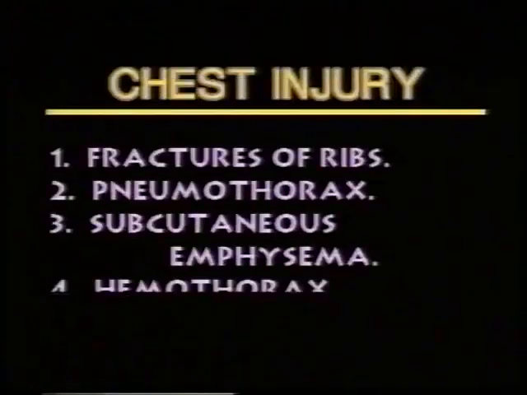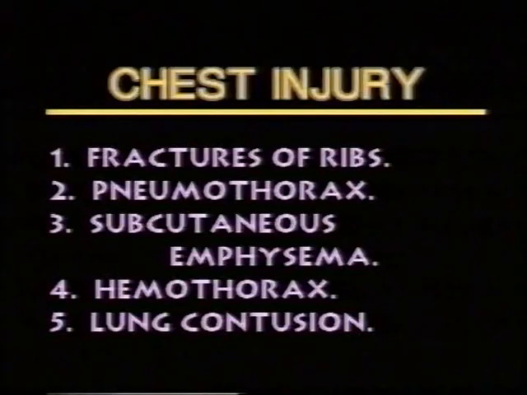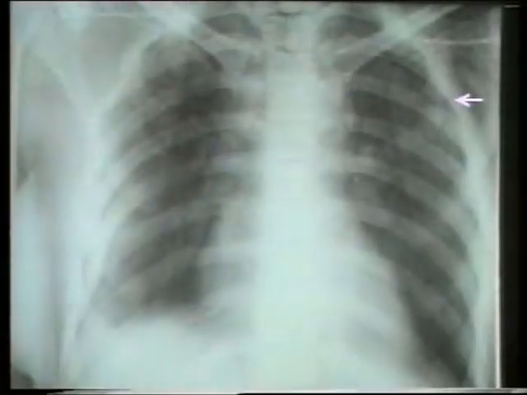X-ray of the chest is a very important diagnostic tool in presence of chest injury. The various pathologies that may be seen on chest X-ray are fractures of the ribs, associated pneumothorax, subcutaneous emphysema, hemothorax, and lung contusion. This X-ray shows multiple fractures of ribs on the left side.